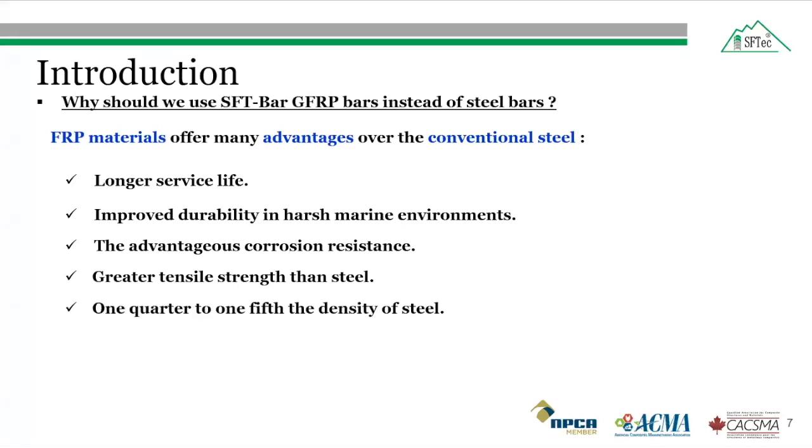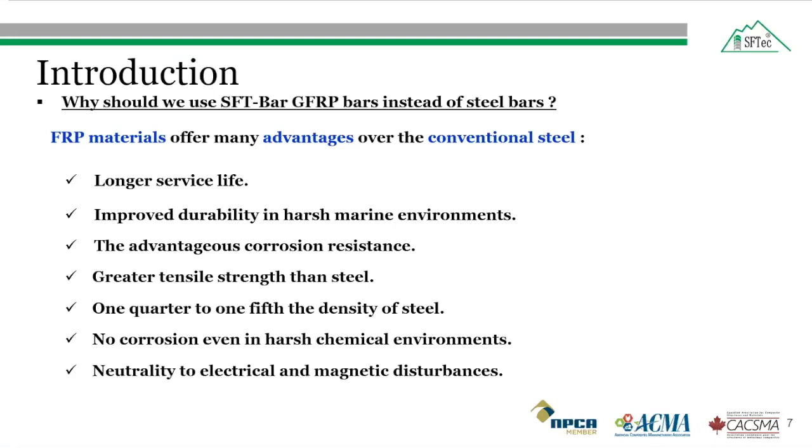It has more tensile strength. Fiber reinforced polymer bar is lighter due to low density compared to the steel bar. And due to corrosion resistance, fiber reinforced polymer bar is good for harsh chemical environments as well. It is also neutral to electrical and magnetic disturbance, useful for applications such as in airports, military applications, MRI rooms, and hospitals.